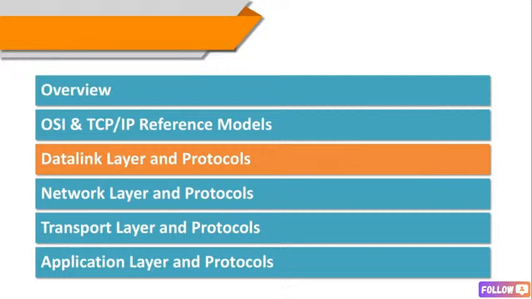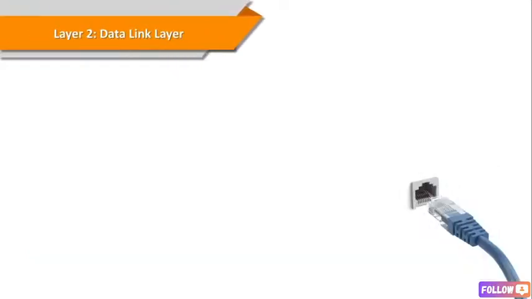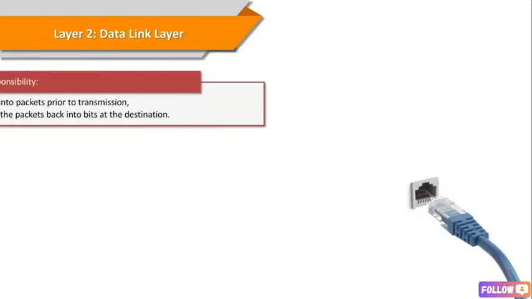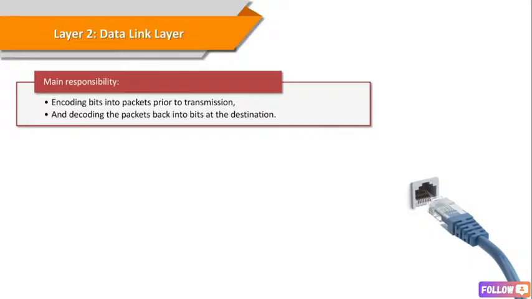data link layer. The data link layer is the second layer in the OSI, Open Systems Interconnection, 7-layer reference model. Now, it responds to service requests from the network layer above it and issues service requests to the physical layer below it, right? So the data link layer is responsible for encoding bits into packets prior to transmission, and then decoding the packets back into bits at the destination. And bits, by the way, are the most basic unit of information in computing and communications.